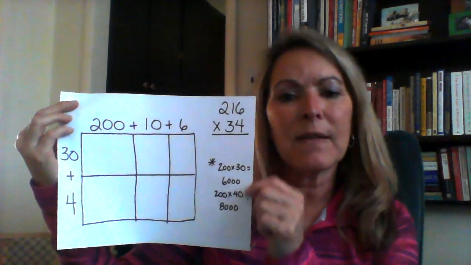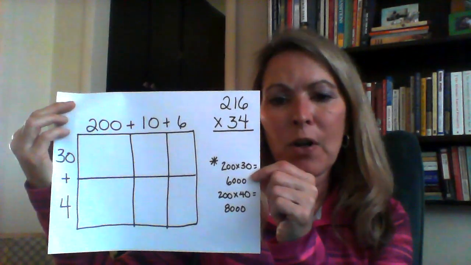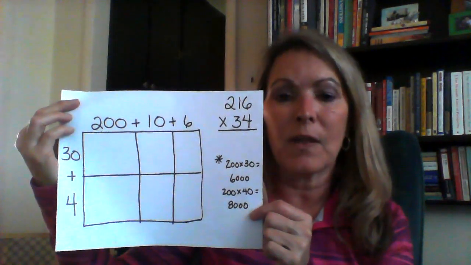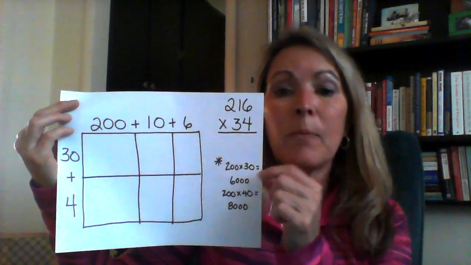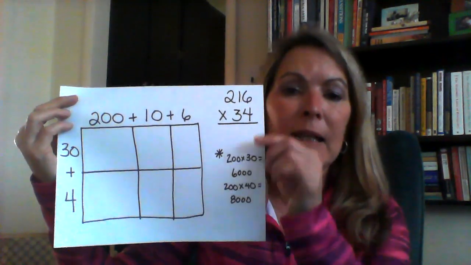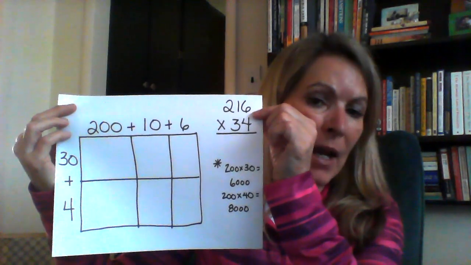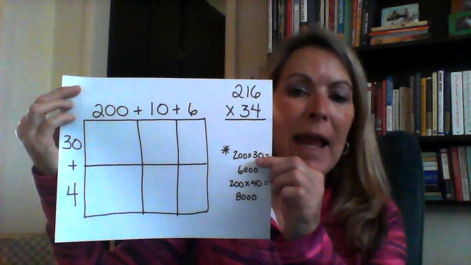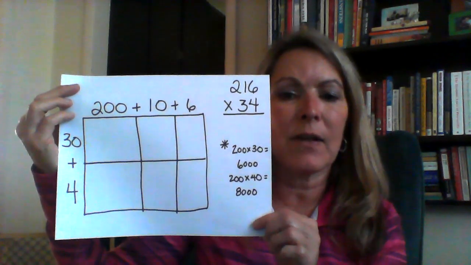So here's my estimation. 200 times 30 is 6,000. 200 times 40 is 8,000. Now my answer is going to be between those two. And we'll see, I did round 216 down, and so that's going to affect that. But my answer should be between 6,000 and 8,000.